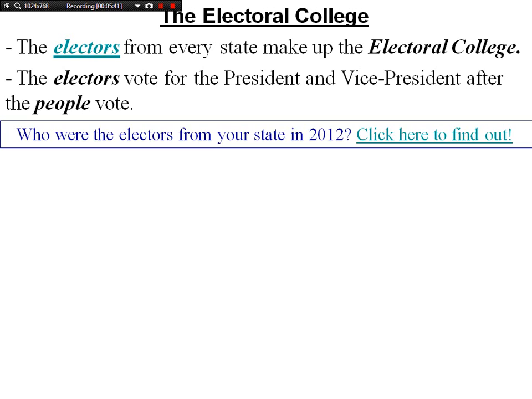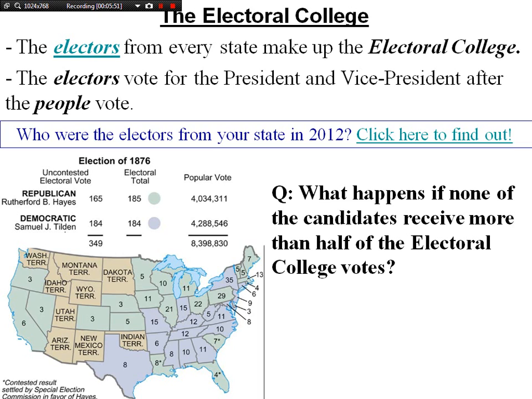And it's winner-take-all. I know we're in southern Illinois, so we're not represented as much as the people maybe in Chicago, but it's the winner-take-all system, and it's always been that way. So what happens if none of the candidates receive more than half of the electoral votes? It's happened before.